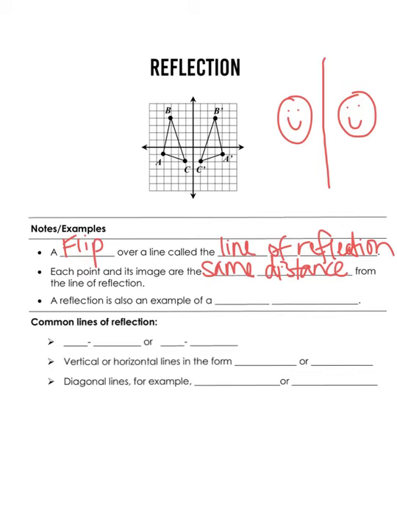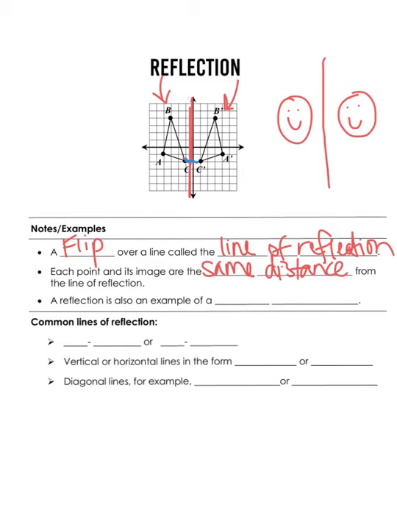So up here, as you can see, when you're looking at this triangle and then this triangle, you can see how they've been flipped, and they look to be flipped across this line. So C is one spot away from this line, and then C prime is one spot away from this line. So it's the same distance across the line of reflection.